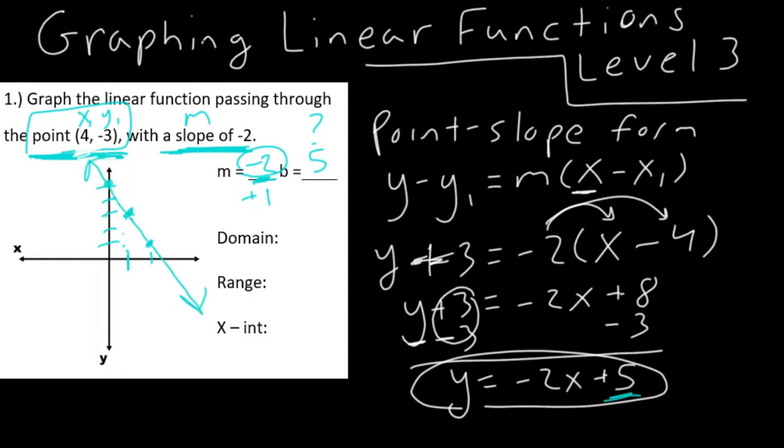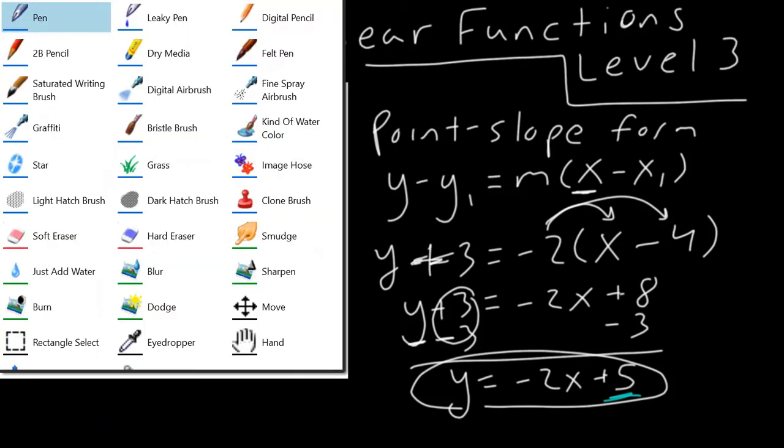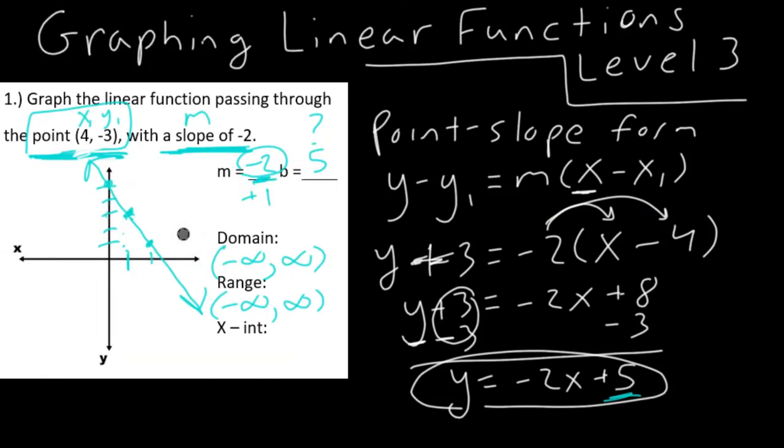Now from here, I'm not going to spend too much time on it, but remember from our level 1 and level 2 videos, unless we restrict the domain or range in some way, form, or fashion, our domain and range of linear functions will always be from negative infinity to positive infinity. And so our range is also negative infinity to positive infinity. And now at this point, this is going to bring us to our very last section.